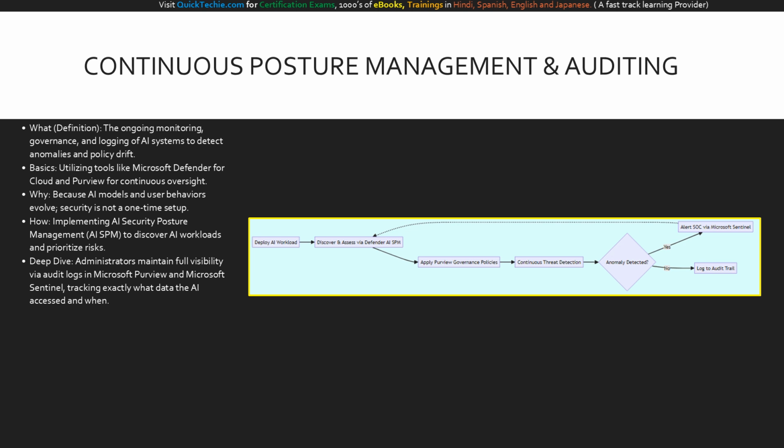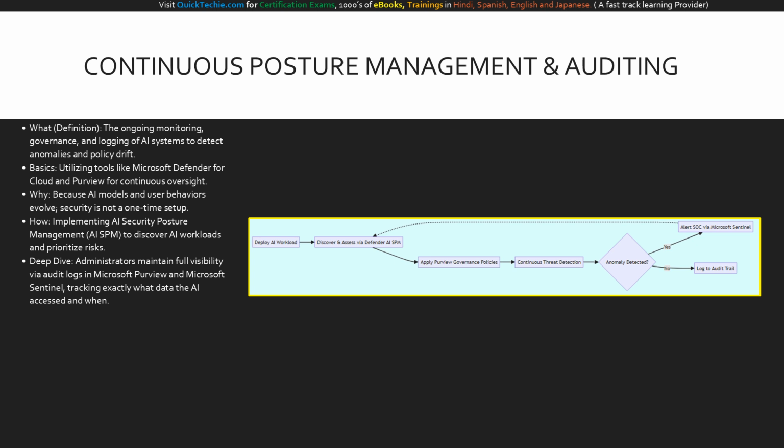Administrators must have full visibility. By integrating with Microsoft Purview and Microsoft Sentinel, you generate comprehensive audit logs. If there is a security incident, your SOC team can look at the logs and see exactly which user prompted the AI, what the prompt was, what backend data was retrieved via RAG, and exactly what the AI generated in response. Let's review the continuous lifecycle of AI Security Posture Management.